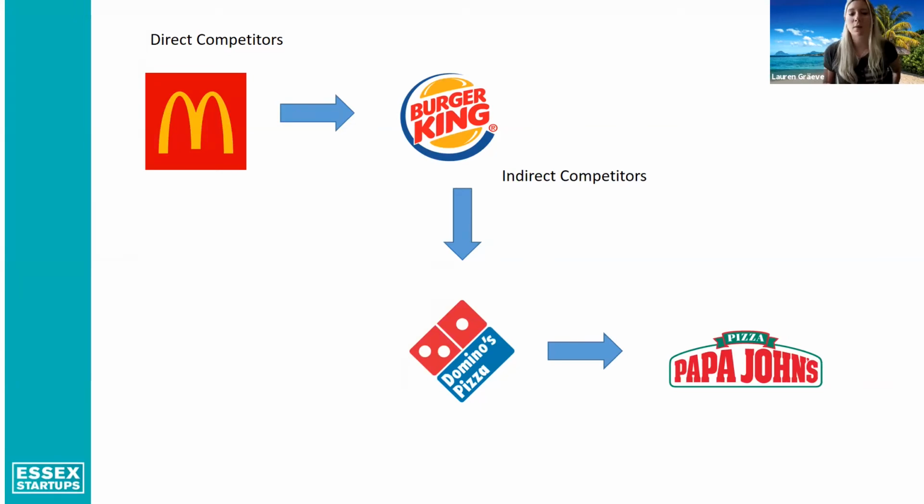Just to give you an example, Burger King and Domino's will be indirect, because even though they're selling different things, they are still trying to target that same market of people looking for convenience food, takeaway food. They're selling pizza and burgers, but they will still be indirect competitors. And then again, we've got Domino's and Papa John's, who will be direct competitors again. So it's just to give you a bit of an example of who you're looking at.